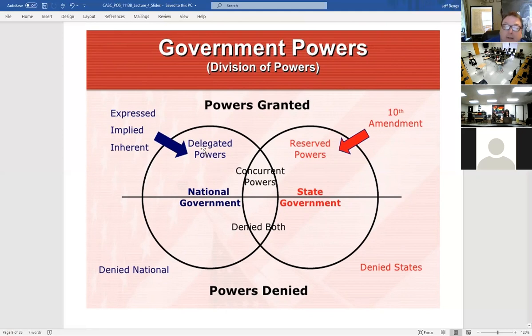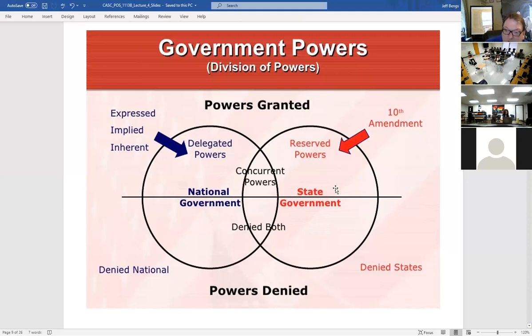For example, there were delegated powers that only the federal government could pass. For example, only the federal government could print money, paper money, and print coins. Before this, all of the states had their own money. After we moved to a federal government under a constitution, states could no longer issue their own money, only the federal government. So that was delegated to them.